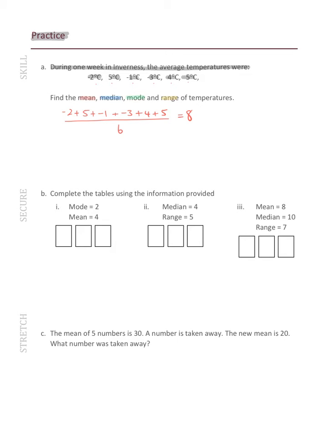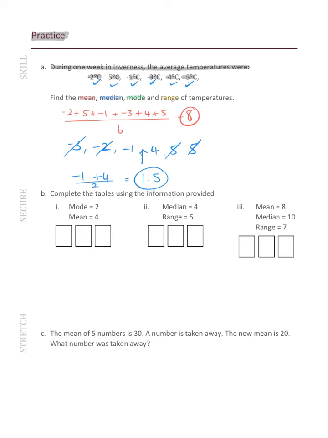Okay, next the median. For the median, we're going to put them in order. So starting with -3, and then -2, -1, 4, 5, 5, and then we want to find the middle. Okay, so it's between these two, and remember what we can do is we can add them together and divide by 2. So that is my median.